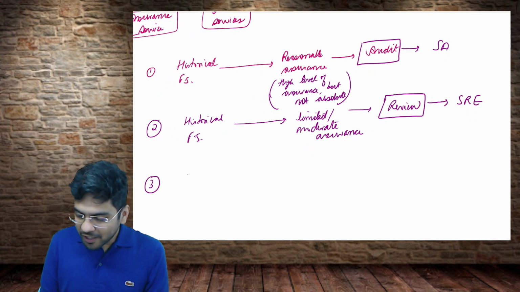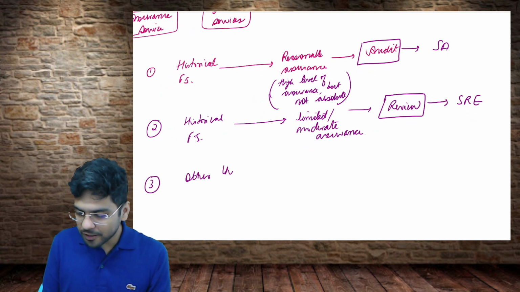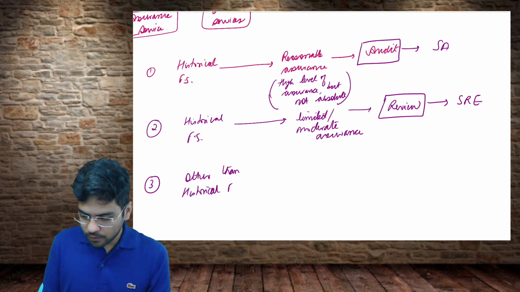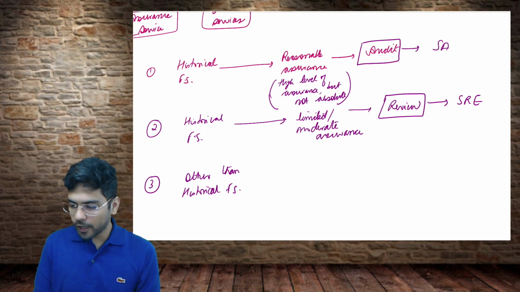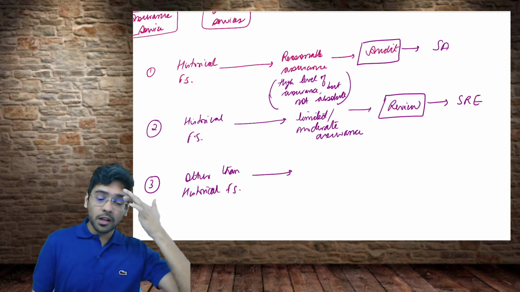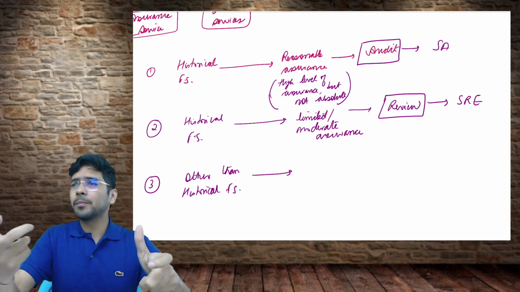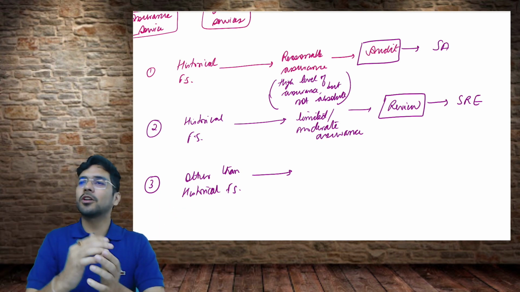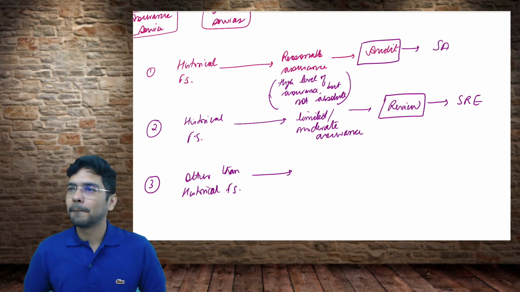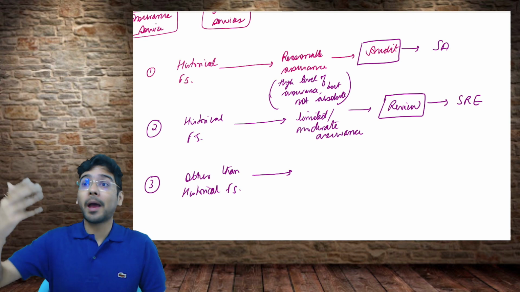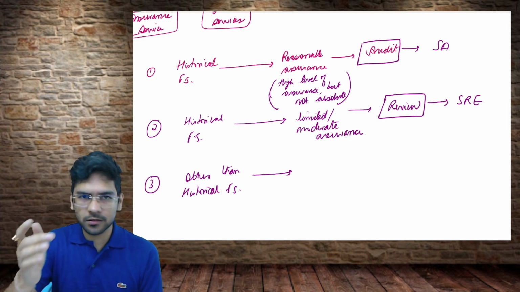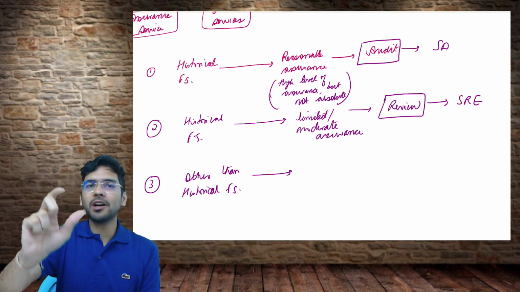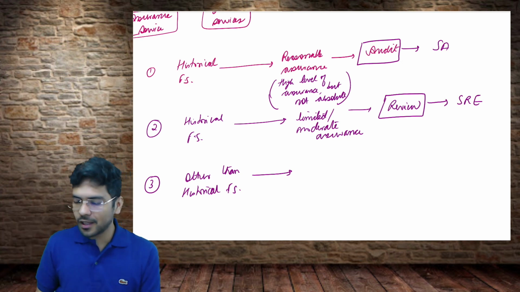Let's say if it is other than historical financial statement. Okay, in case of other than historical financial statement, can you give some examples? What is other than historical financial statement? Not really. Absolutely. Projected financial statements, something which has not yet happened. Can projected financial statements be an example of other than historical financial statement?